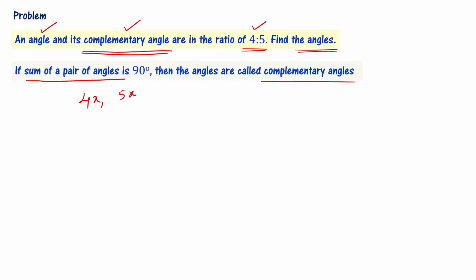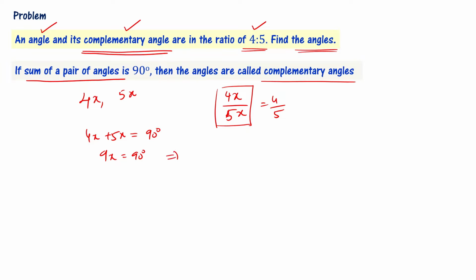Why am I taking 4x and 5x? The ratio is given, right? That is equal to 4/5, as given to us. So the ratio is 4/5, which we can write as 4 into x divided by 5 into x. Now the sum of these two, 4 into x plus 5 into x, is 90 degrees, right? 9x equals 90 degrees. It means x equals 90 degrees divided by 9, that is equal to 10 degrees, right?